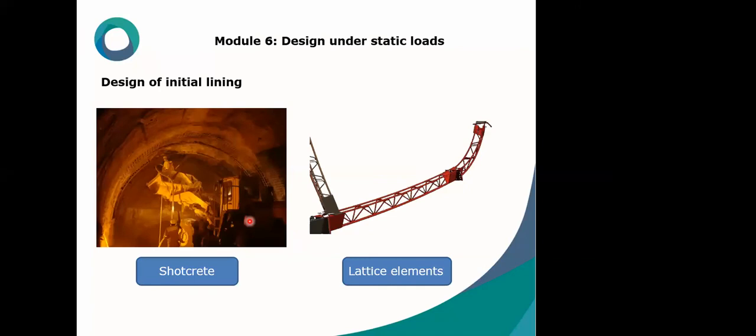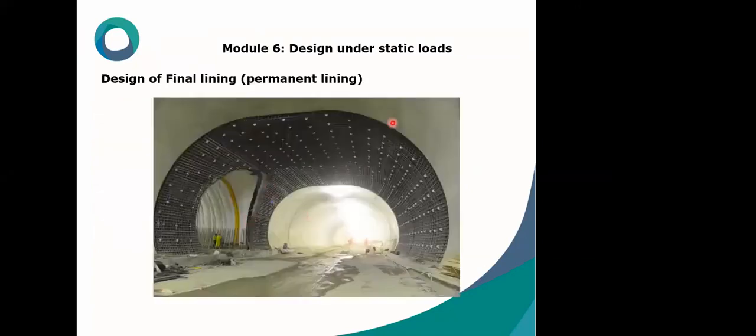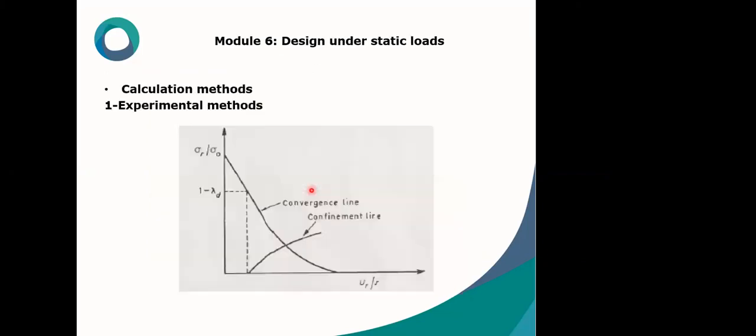Here you can see the final lining or permanent linings. Several approaches are employed to analyze the underground structures comprising closed form solutions and soil structure interaction methods. These are to calculate the mobilized force and influence of construction on the adjacent and above ground facilities.